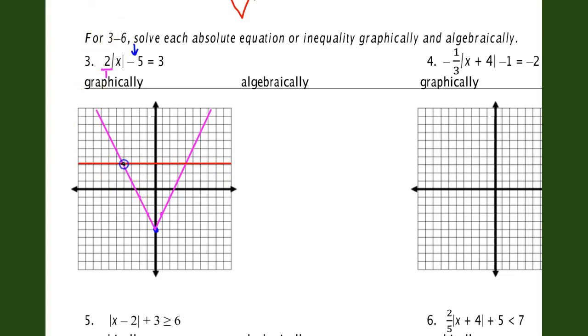So our two answers, looks like, are going to be x equals 1, 2, 3, -4, and then 1, 2, 3, +4. Those are our two x values. So how do we get that algebraically? So we have to solve this by doing the normal operations on both sides of an equation.